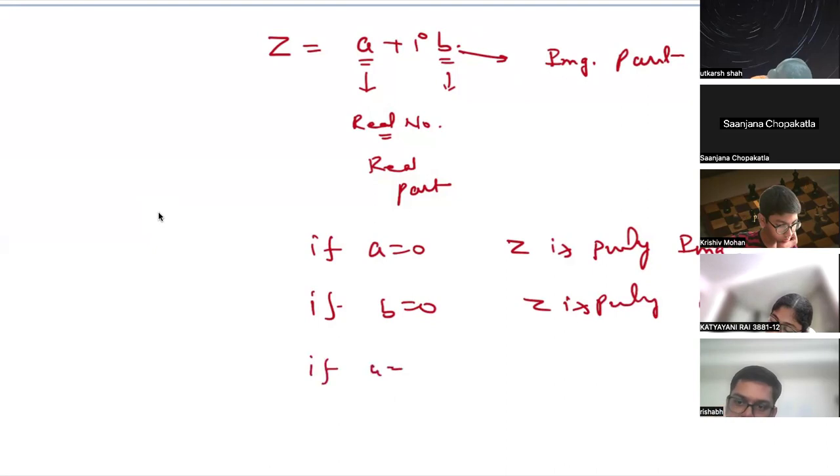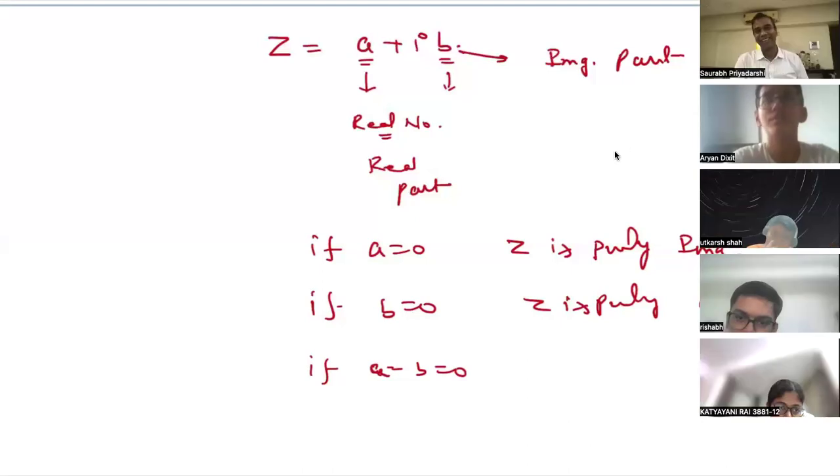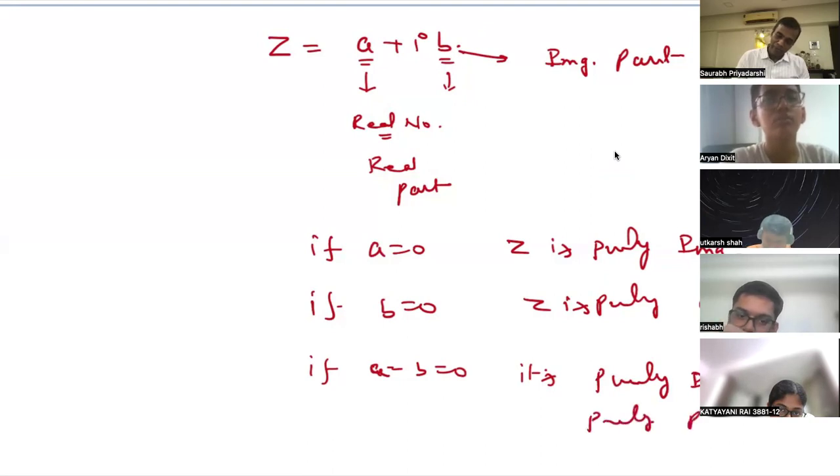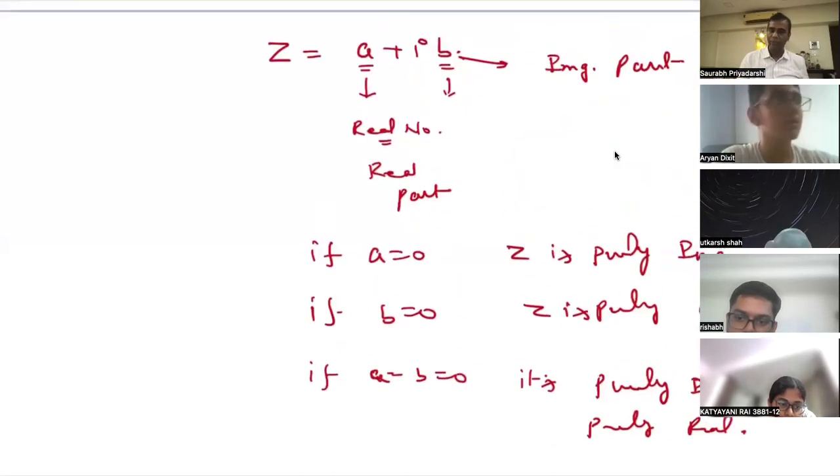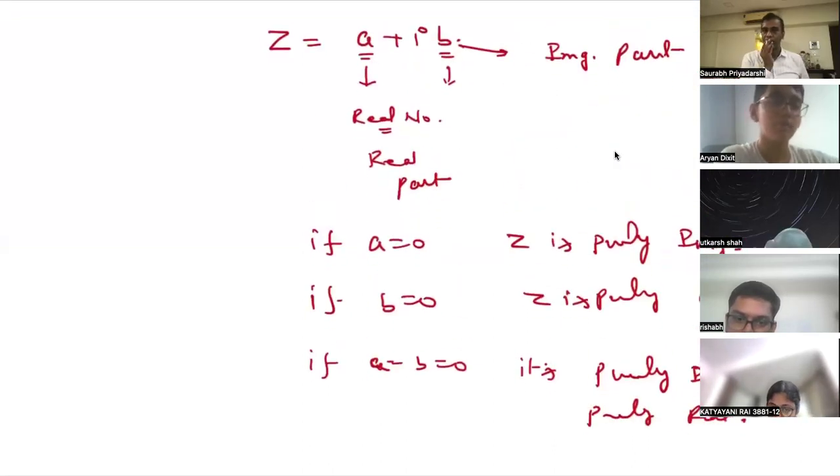If A is equal to B is equal to 0, what should I call it? Zero. So it's an integer. Sir, because 0 plus 0 is 0, so it will be 0 only. Is it purely imaginary or purely real? Both. 0 plus 0i can be purely imaginary or purely real. Right? Okay, everyone? Any question, any doubt on this?